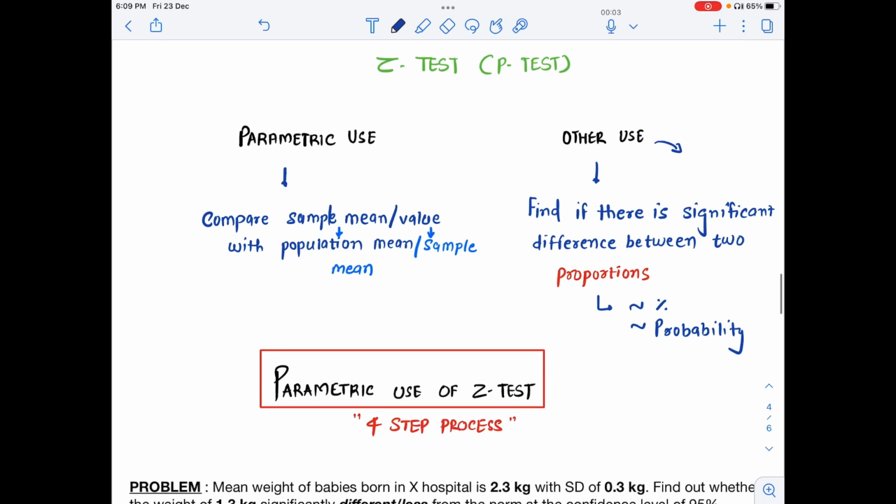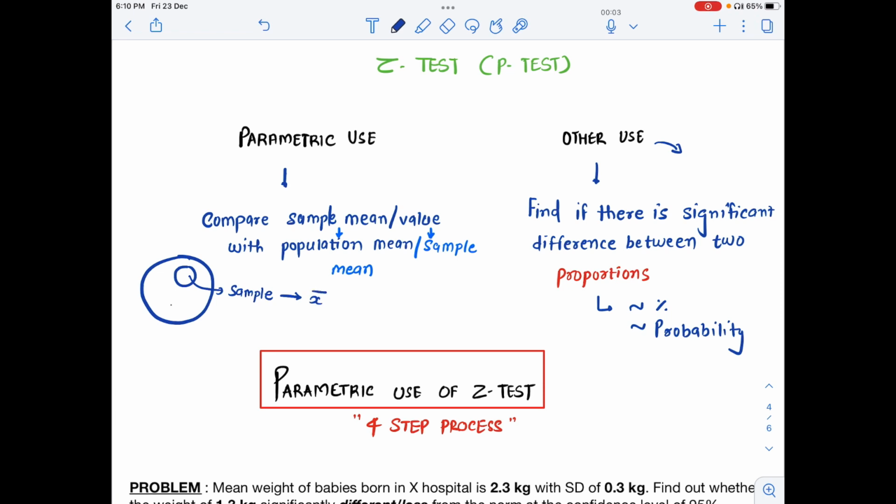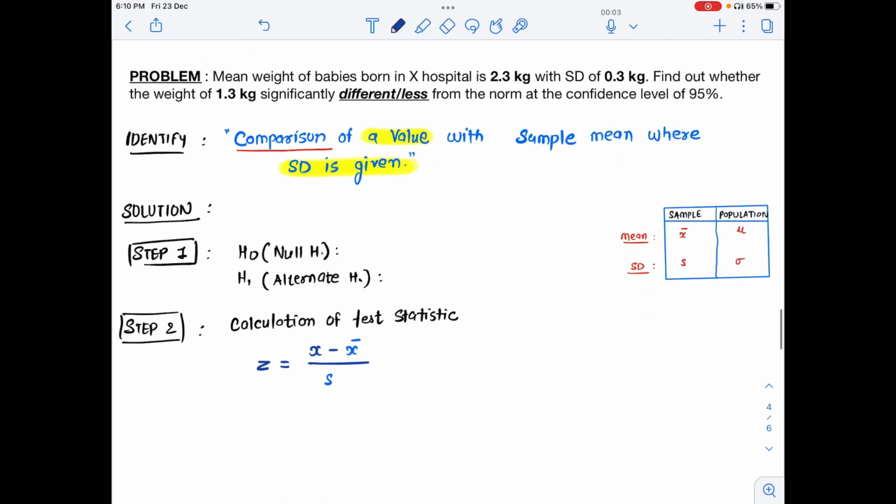So for parametric use, you can use it whenever there is a situation where you have to compare a sample mean with a population mean, or you have to compare a value in a sample with that of a sample mean. Now imagine you have an entire population, then a researcher will only take a few people, which we will call a sample, and he will calculate the mean for this sample. There will be a population mean which is called mu. For notation, you can refer to this.